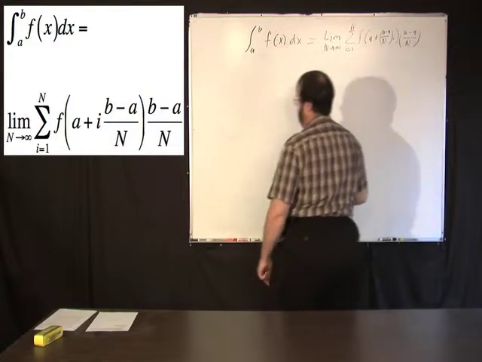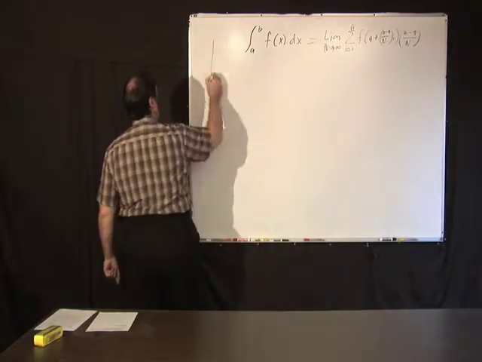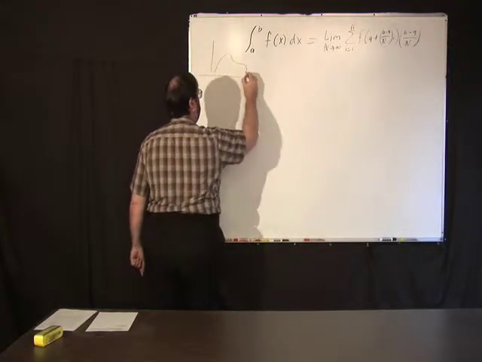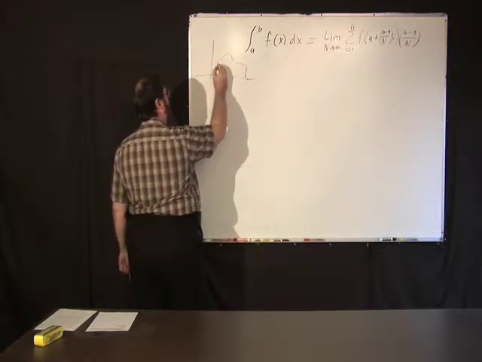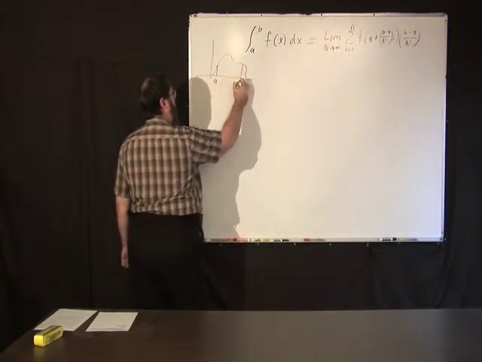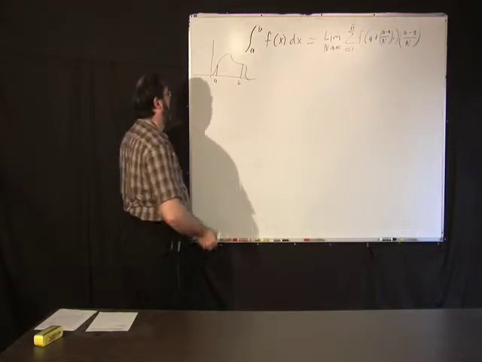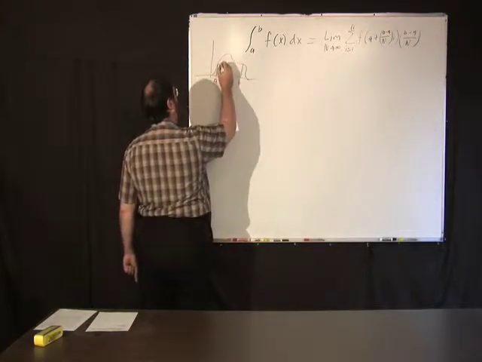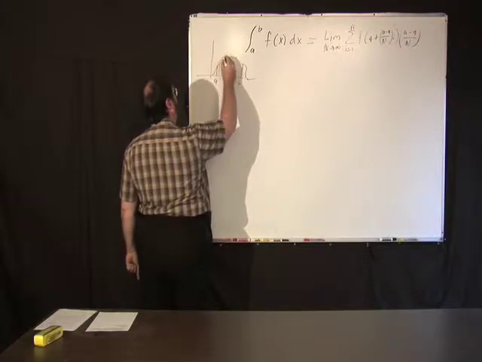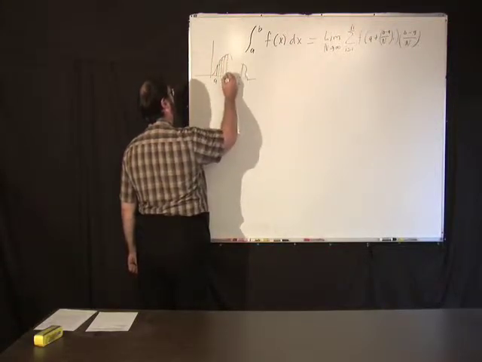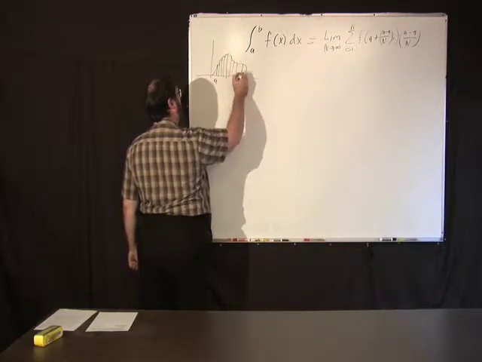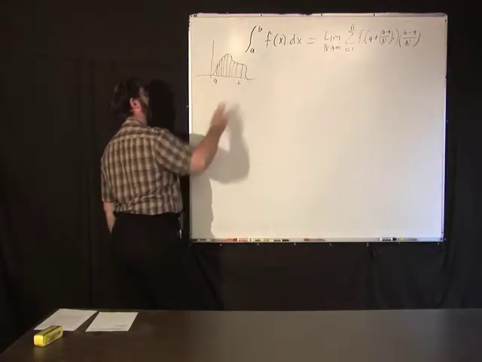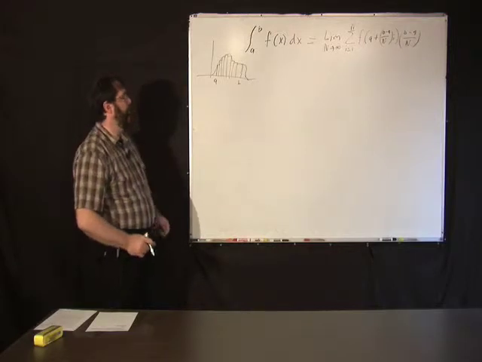So in other words, if you have some function like this, the area under the curve from A to B, which is what this represents, can be thought of as the limit of a bunch of rectangles, n rectangles. You just sum all these rectangles up and you get an approximate area.